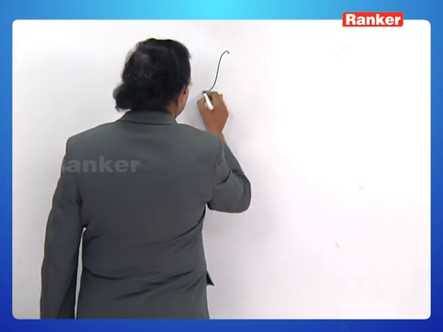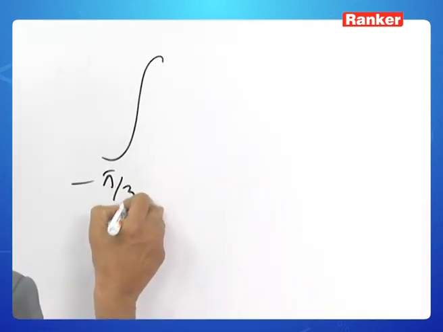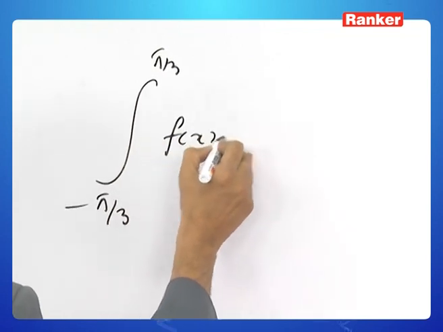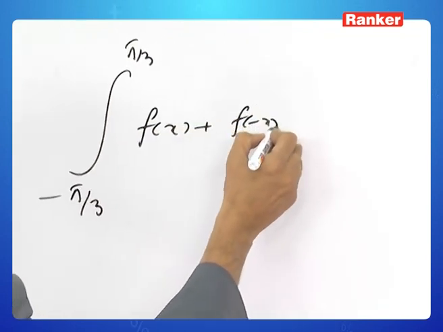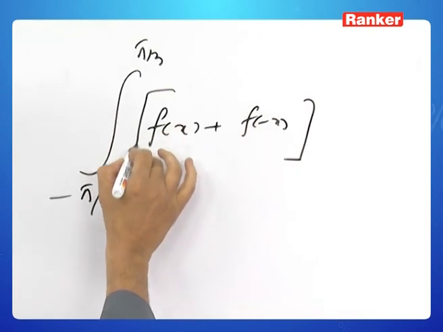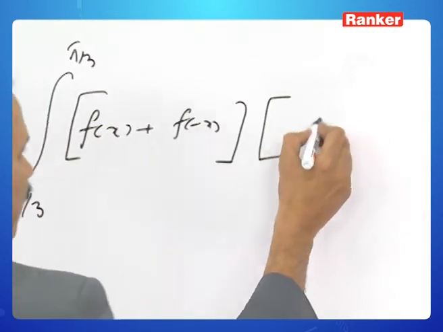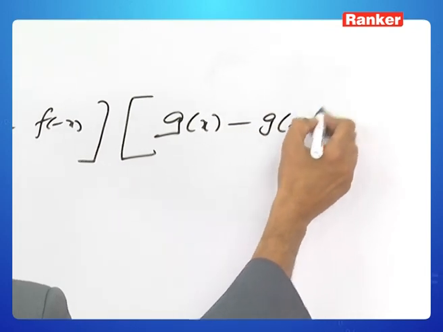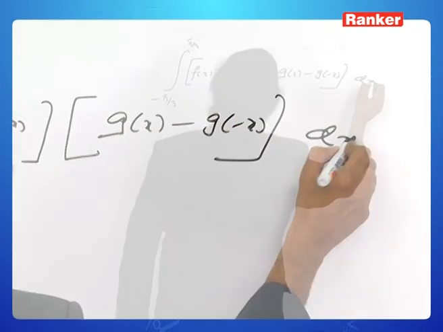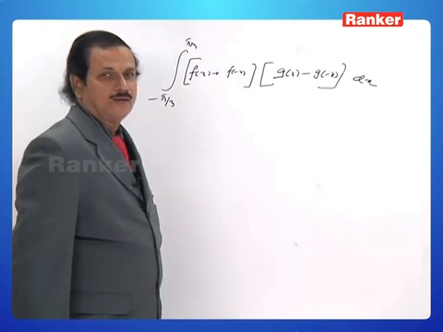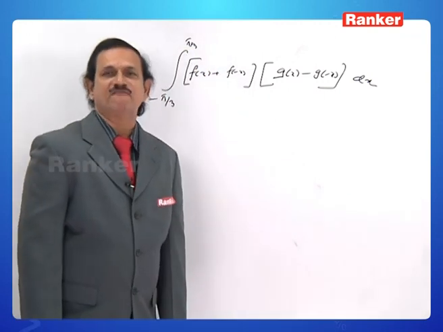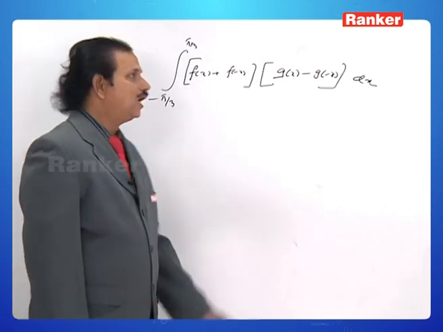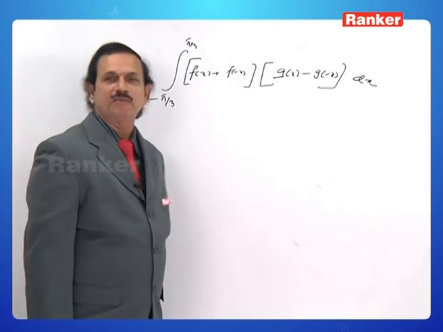Consider the question: integral from minus pi by 3 to pi by 3 of f of x plus f of minus x into g of x minus g of minus x dx. Look at this question. What is f of x? Not given. What is g of x? Not given. But a lengthier integrand appears before us.